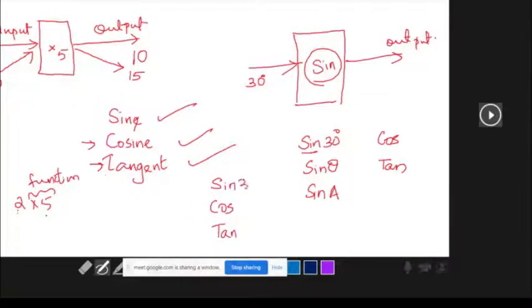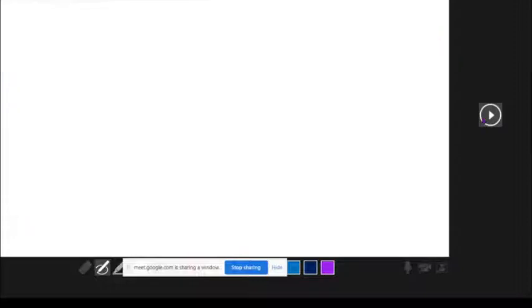If I write sine 30, it is not sine into 30. For example, if I write 5a, this is 5 into a, isn't it? But sine 30 if I write, don't mistake it as sine into 30. It is not multiplication. Sine 30 means it is a function of this angle 30. Sine is a function. Okay, this much you should understand. It is a function. It is not multiplication or anything. Now, what is this function? Let us see. I'm just talking about sine now. What is this function? Sine function.